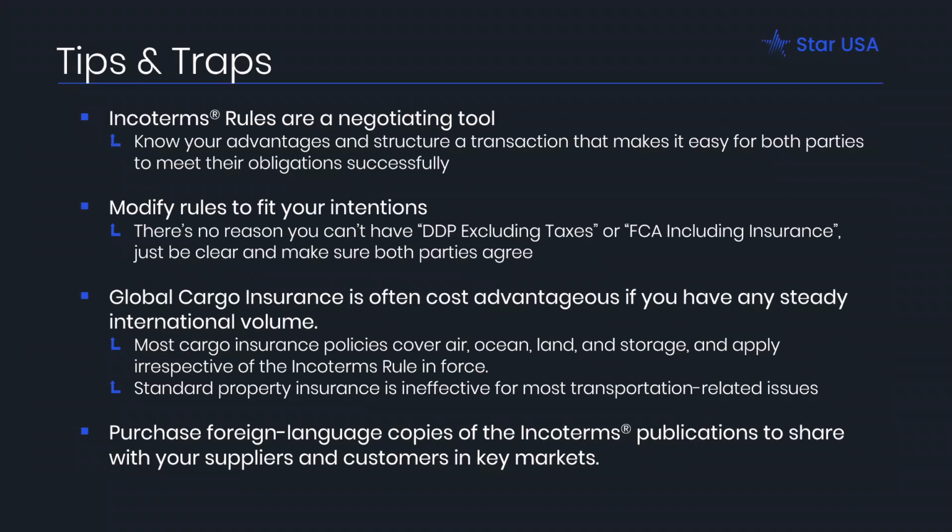Those are for your account. And you can structure your Incoterms rules around that parameter. You can have FCA, including insurance. So CIP is the only Incoterm that is considering insurance, but you can explicitly state that, hey, I want to buy FCA, but I need you to cover the insurance. And you can write that into your contracts. Just be clear and make sure everybody agrees.